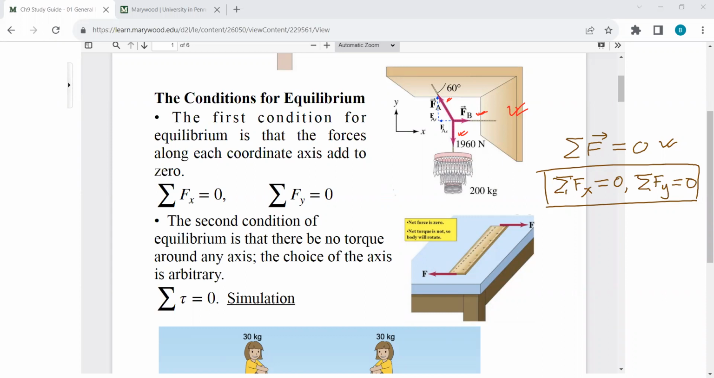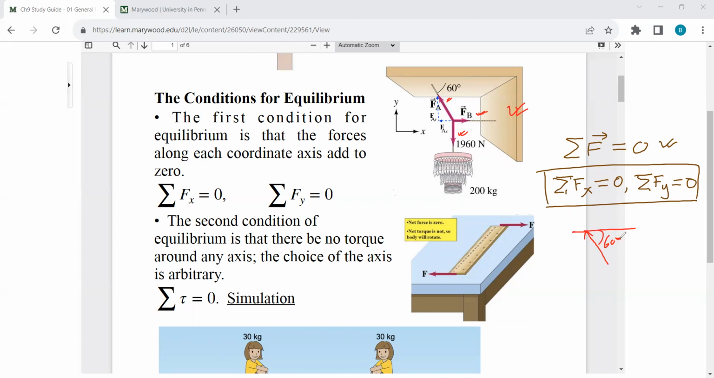In chapter 3 you already learned about that, right? But if you forgot, let me review it again. Here, this is the force Fa, and this angle is 60 degrees.